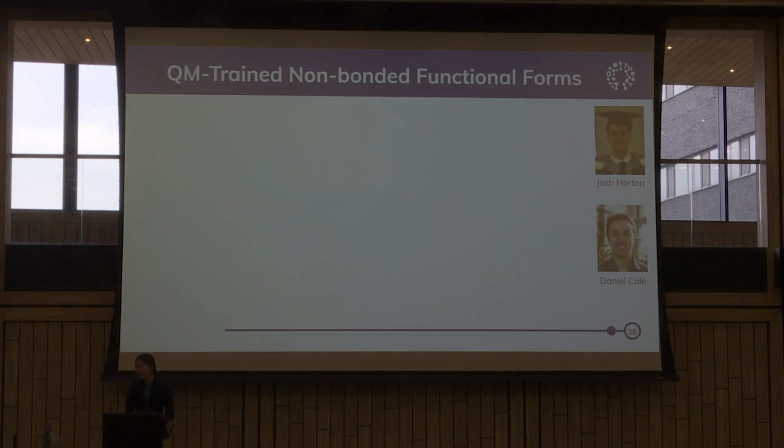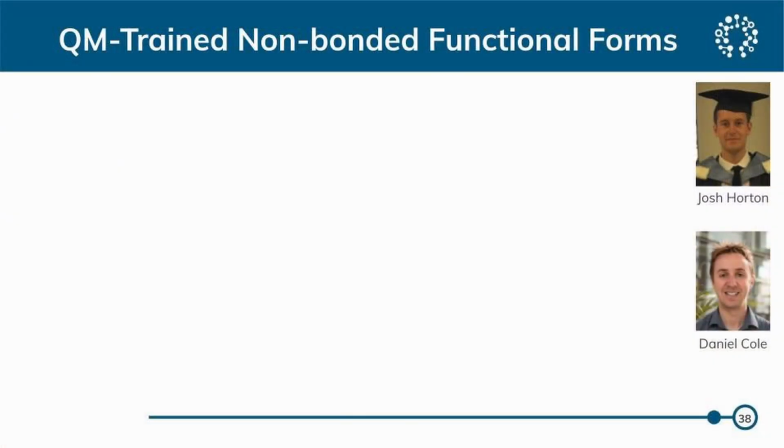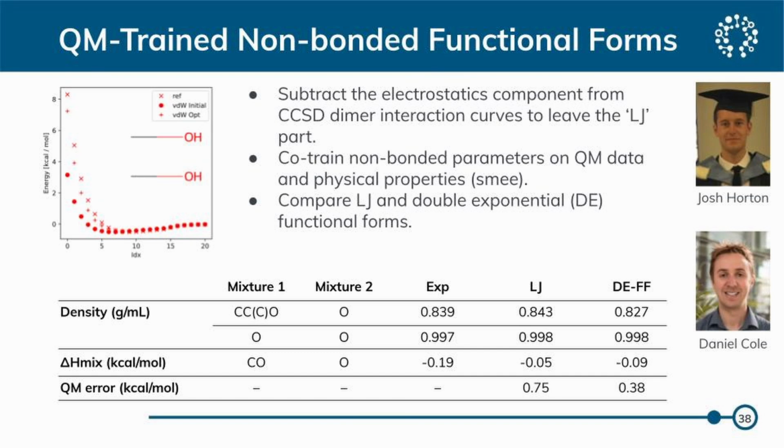And it's not just us doing cool things. As David mentioned, one of the great things about OpenFF infrastructure is that it really enables a lot of other people to work with it. So Josh and Danny, who are also both in the audience today, they have been working on an alternate functional form using the double exponential to model non-bonded parameters. So what they've been doing here is they've been co-training their non-bonded parameters with both QM dimer data, as well as on physical properties using Simon's Me software. And the results are looking pretty promising. There's some reduction in error on both condensed phase properties and quantum chemistry errors relative to the conventional Lennard-Jones form.